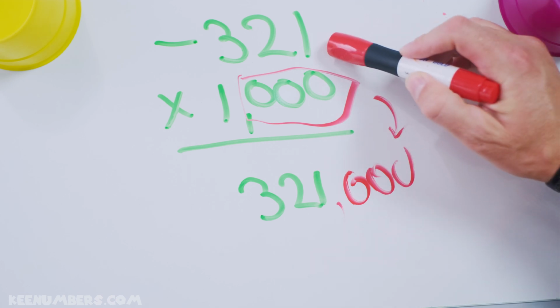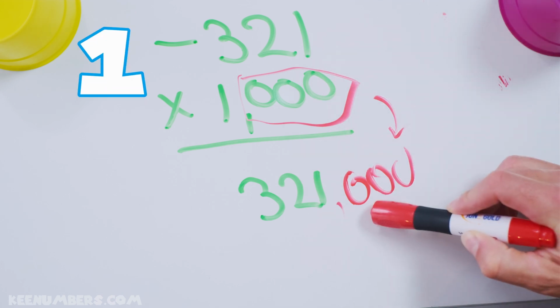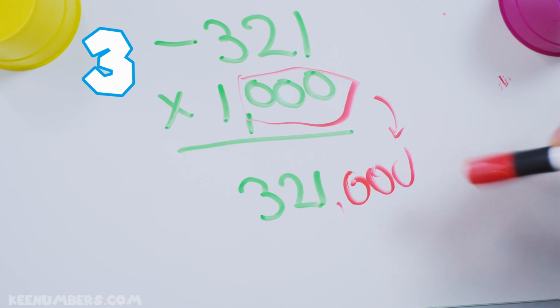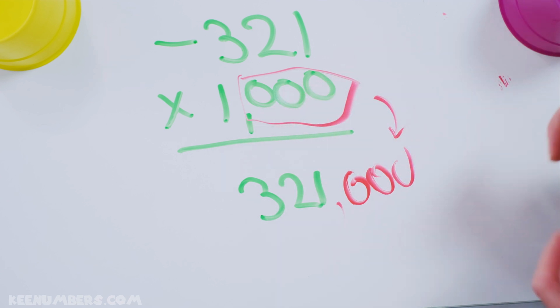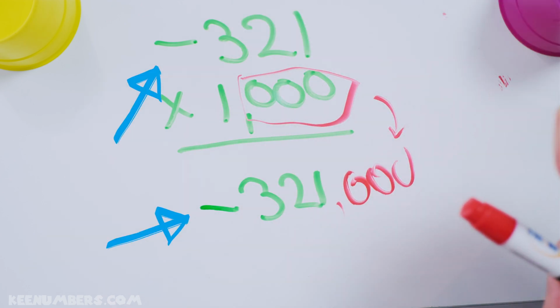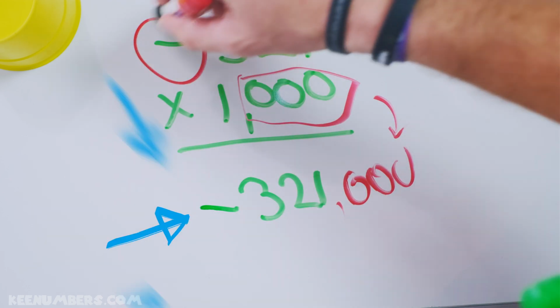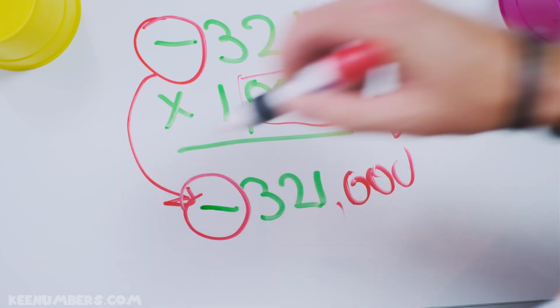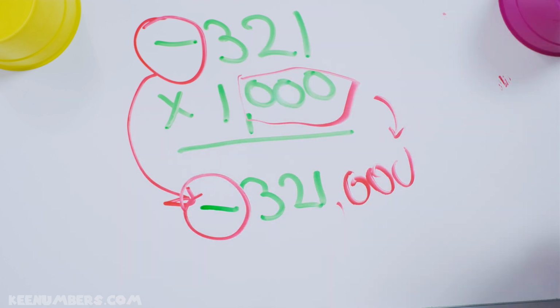See what we did there? We took the 321 and we moved over 1, 2, 3, because we had 3 zeros in the 1,000. But are we done? No! We gotta put that negative sign there. Now I feel like John Madden. Negative 321,000.